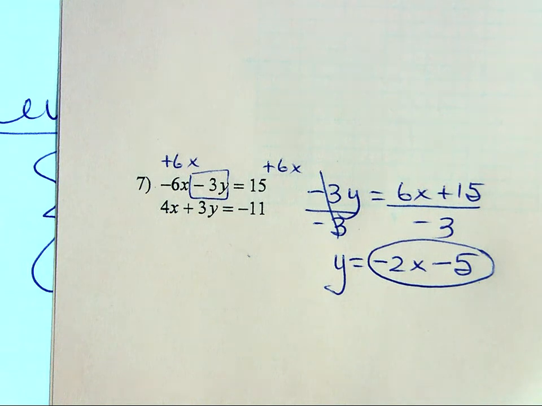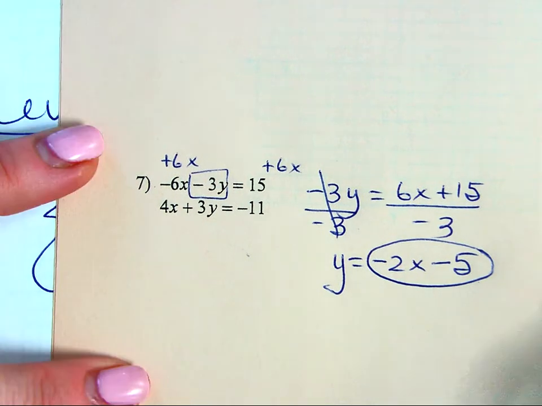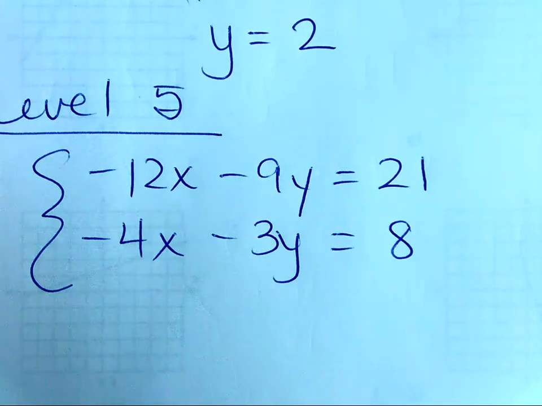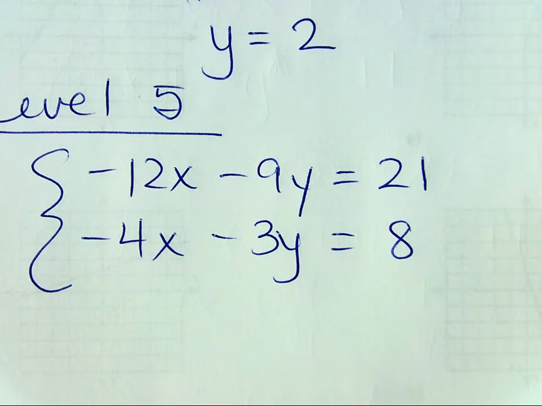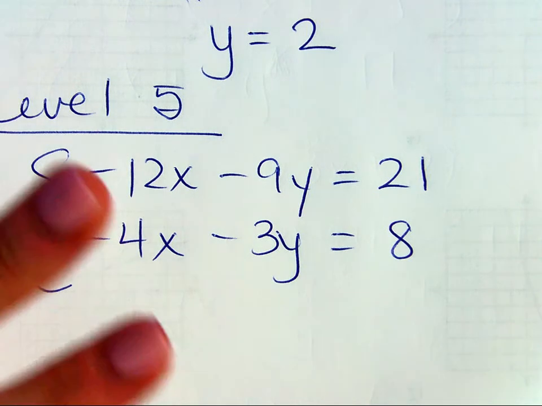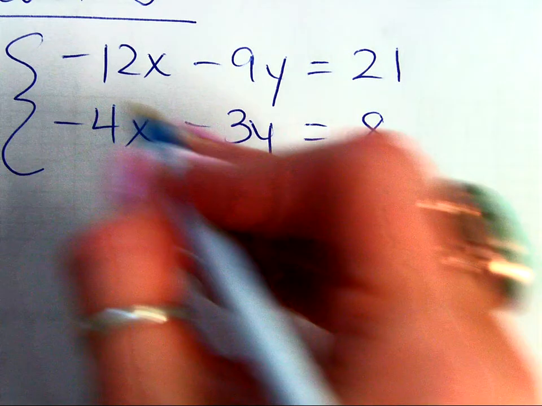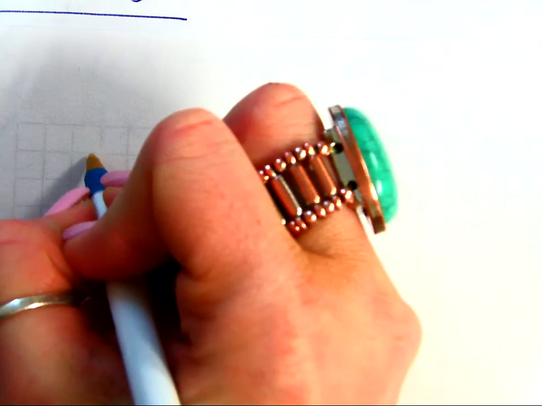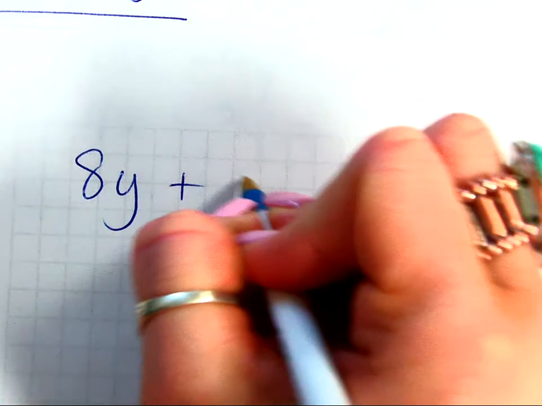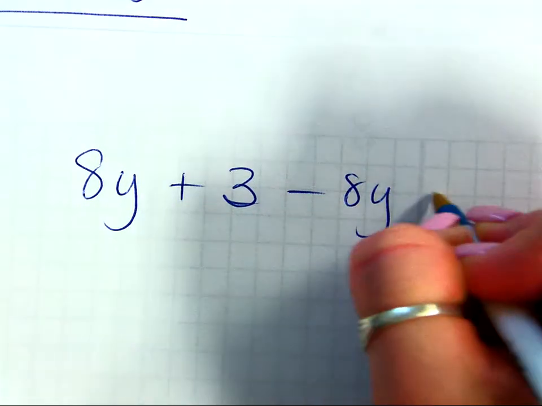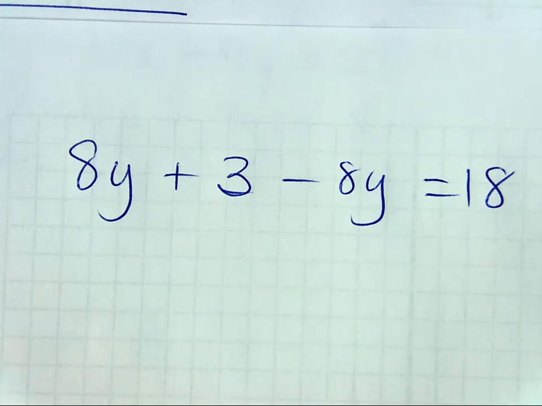Okay, so then, I'm not going to just finish that one, but there is one other thing here. I don't know if I want to get into this one because it involves some crazy fractions, but I want to talk about what's going to happen if you come across a problem that looks like this. Let's say after you do all the substitutions and everything's good and dandy, you get something like this: 8y plus 3 minus 8y equals 18. So this is after your substitution.